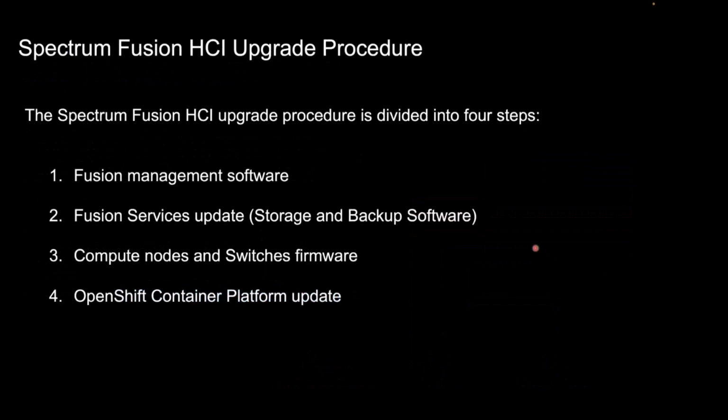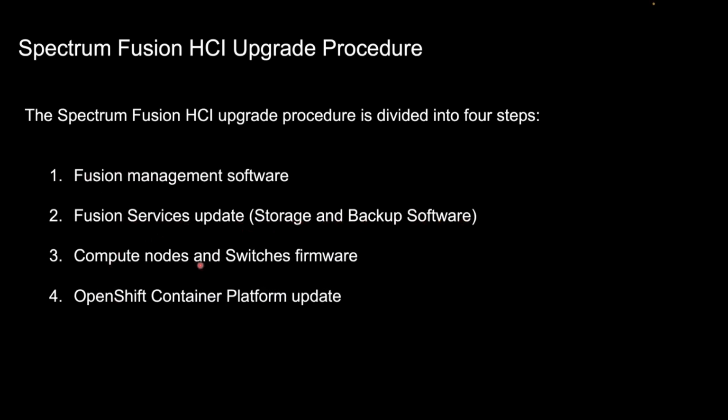So the Spectrum Fusion HCI upgrade procedure is split into 4 pieces. And especially some business partners always squeeze me in, can you show me the full software life cycle? So these are the 4 steps to update the Spectrum Fusion HCI. First, you update the management software, which is the Spectrum Fusion operator. Then you update the services that come with Spectrum Fusion. So this is Spectrum Protect Plus and Spectrum Scale.